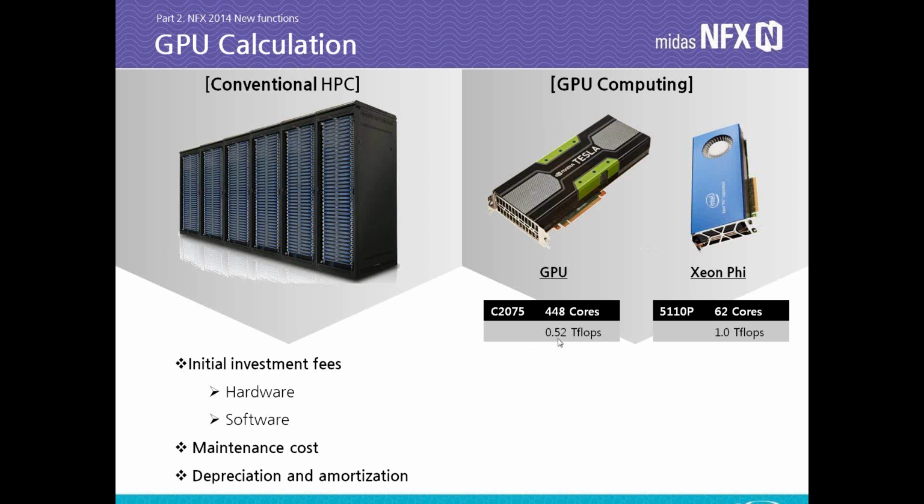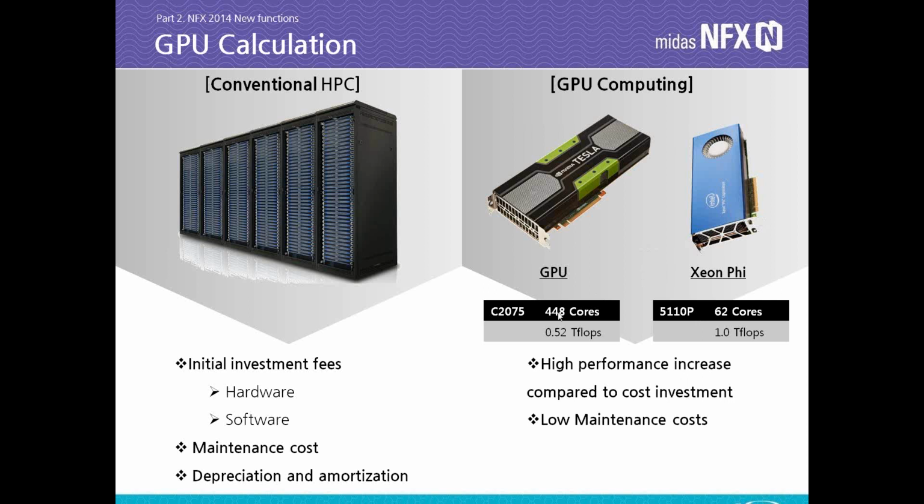What is important is the double precision. So here of your graphic card, 0.5 teraflops, and here you have the CPU. The GPU has many more cores than the CPU, but it uses a different way to calculate. This is why it requires a specific algorithm to solve the problem using the GPU. So you have a high performance increase, and you can compare it to a low cost of investment and low maintenance cost.